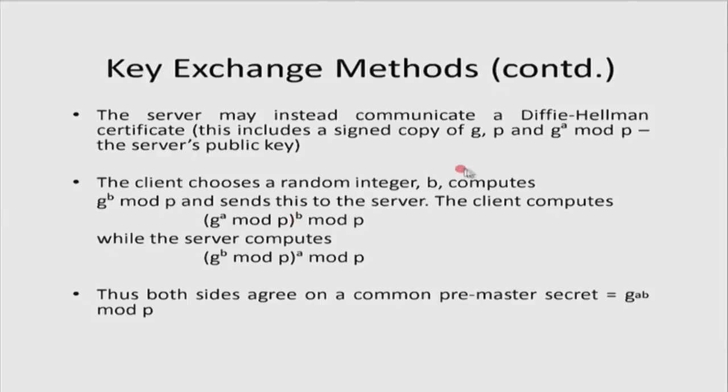And this G raised to A mod P came from the server certificate. So he takes the public key of the server and raises it to the power of his secret, and the server takes the G raised to B, the partial key which is sent by the client, and raises it to the power of A, which is his secret. So the server's secret, or the server's private key, is little a, and the corresponding public key of the server is G raised to A mod P, which is contained in the certificate together with the Diffie-Hellman parameters.